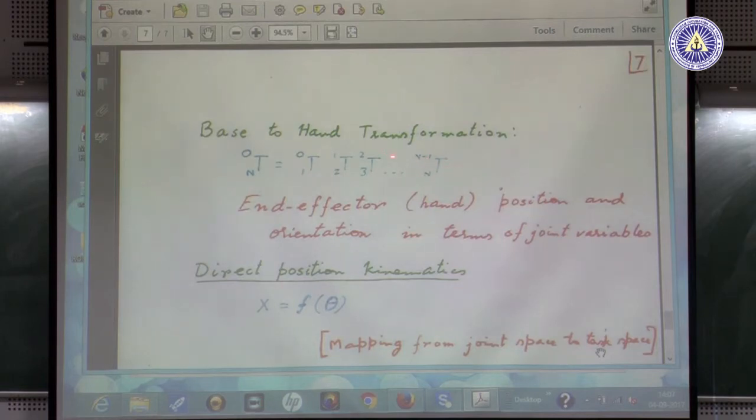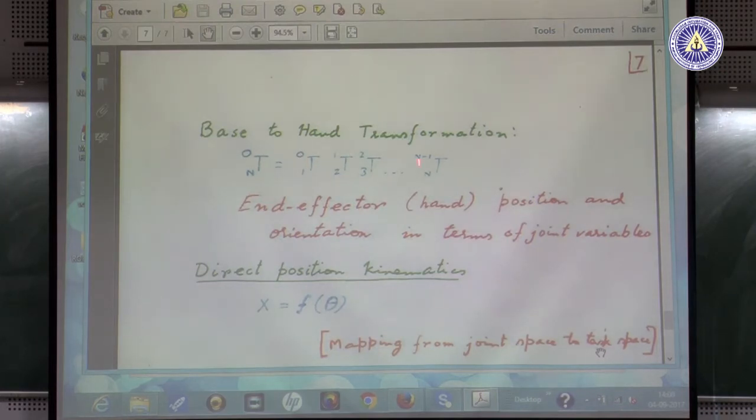When you multiply with the yet earlier one, n minus 2 T n minus 1, that will give it in the previous frame, and so on. Like that, as you go on till this point, in the fixed frame you will get the location of the point in the hand, and that is of interest, because you want that position of the hand to reach somewhere where it will do something.